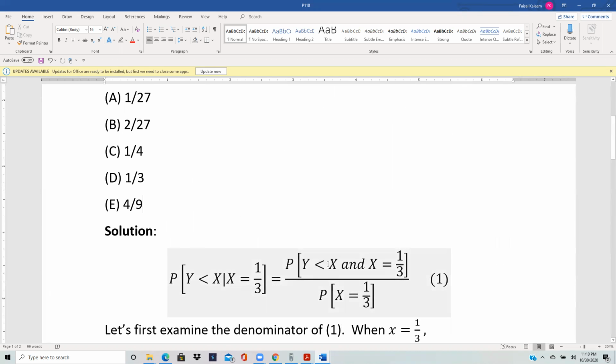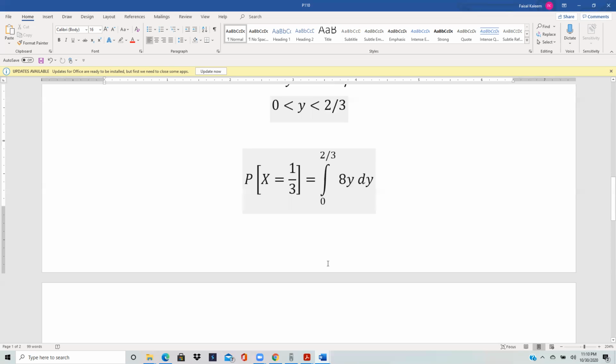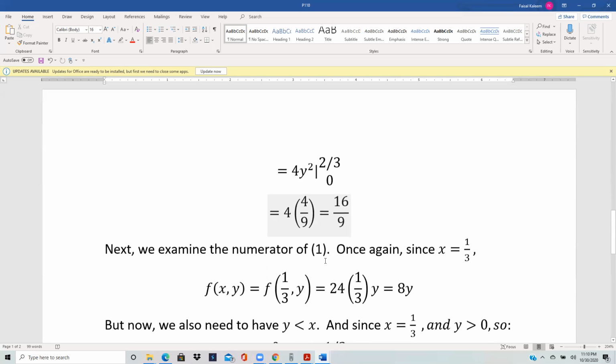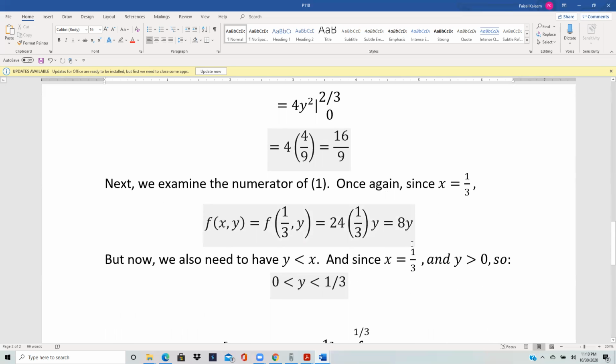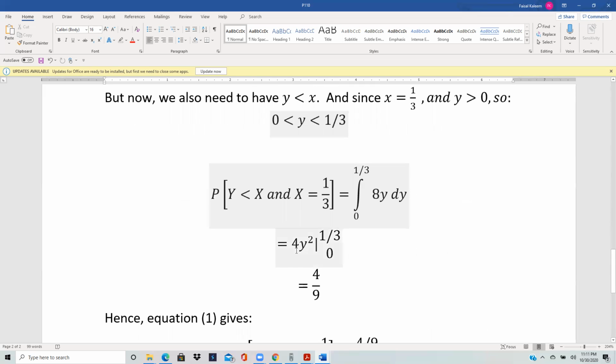The numerator is also requiring y less than x. So less than x means less than 1/3. And when you do the overlap of less than 2/3 and less than 1/3, it means less than 1/3. So it has to be bigger than 0 and less than 1/3. Therefore, the numerator would be the integral of the PDF from 0 to 1/3 of 8y, and that ends up being 4/9.